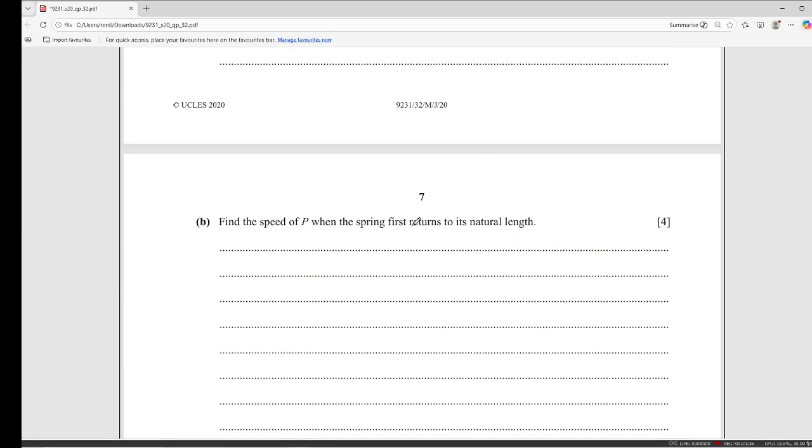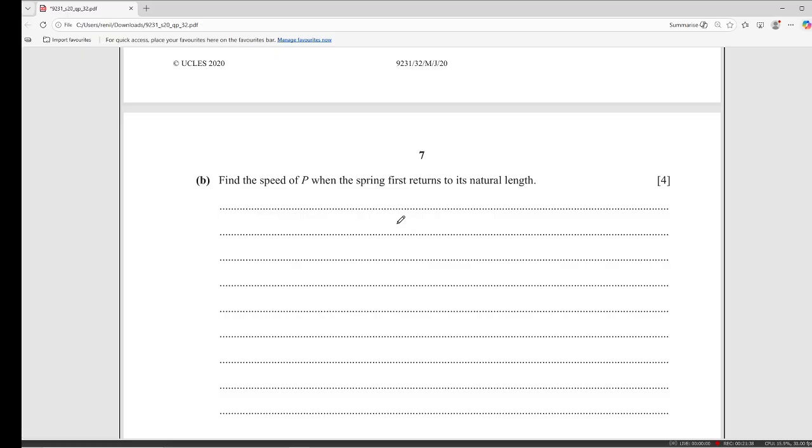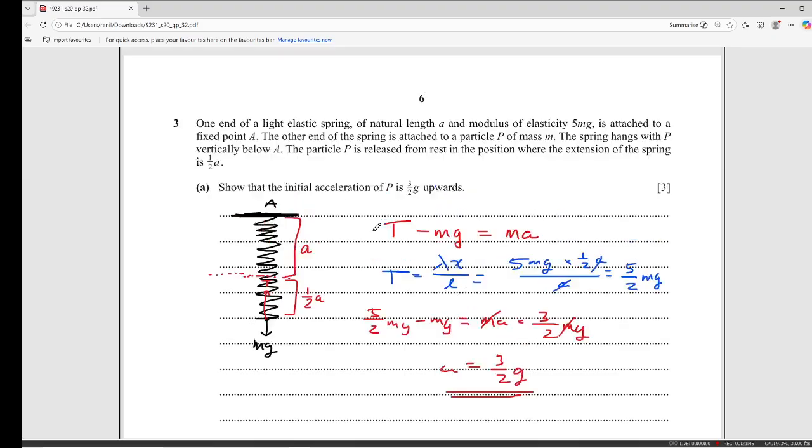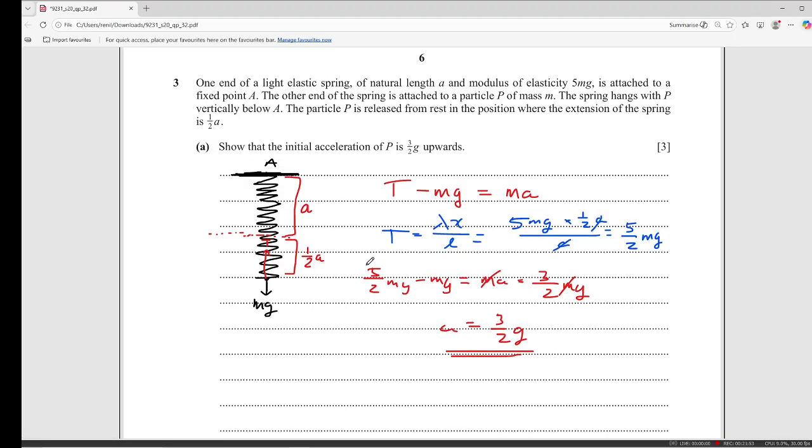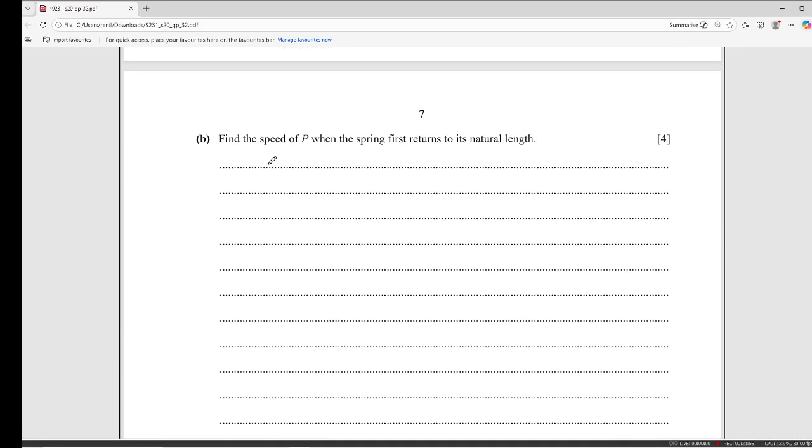A lot of working space, don't know why. Okay, now we're supposed to find the speed of P when the spring first returns to natural length. Okay, interesting. Yeah, this is quite an interesting one. Okay, well, there's an easy way to solve this.